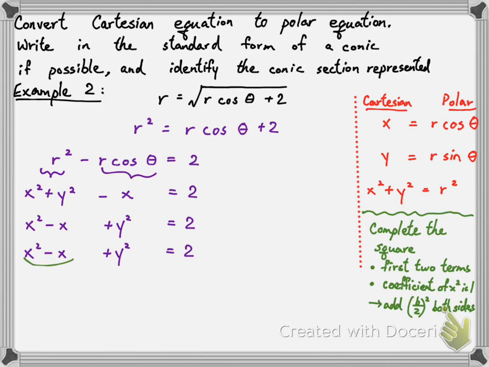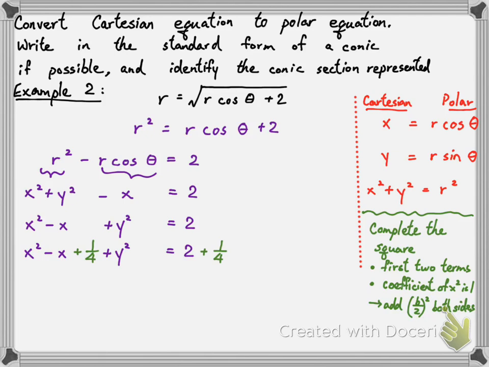Then we are going to check the coefficient of x squared. That must be 1. And then we are going to add the b value divided by 2, squared, to both sides of the equation. Since the b value, the coefficient of x, is negative 1, we will use the formula negative 1 over 2, squared, which is 1/4. We need to add 1/4 to both sides of the equation.